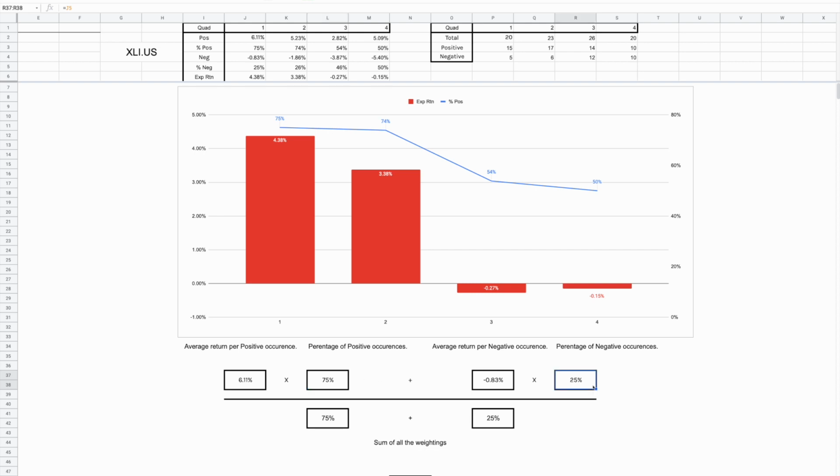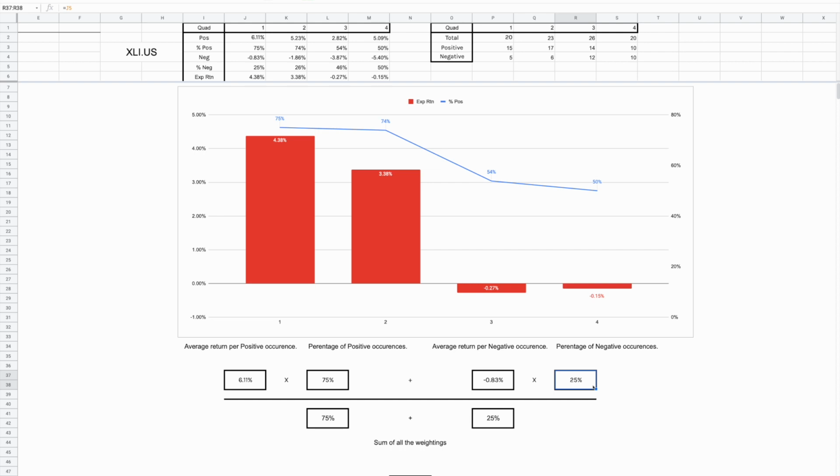But 25% of the time, there can be a negative return. And that's the part that people, like I said, either don't know to look for or completely miss from their calculation of selecting whatever ETF or whatever in the quads.